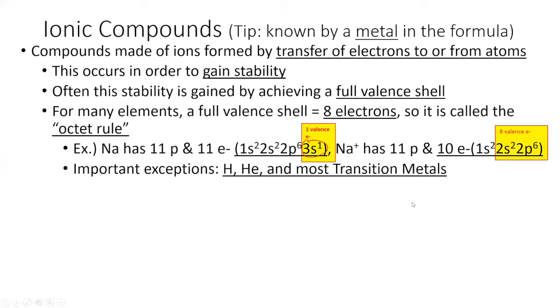For a lot of them, it's 18. And so there is such a thing as the 18 electron rule, but you don't need to know that for this course. I'm just mentioning it so that you know that all those metals in the middle of the periodic table also don't follow the octet rule.